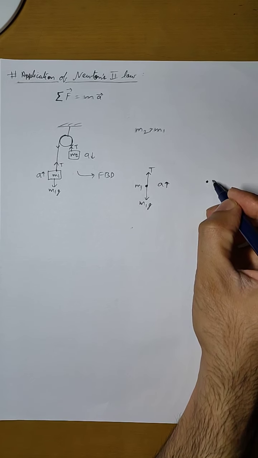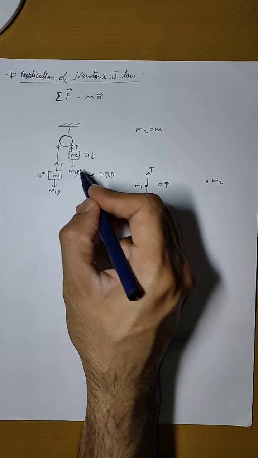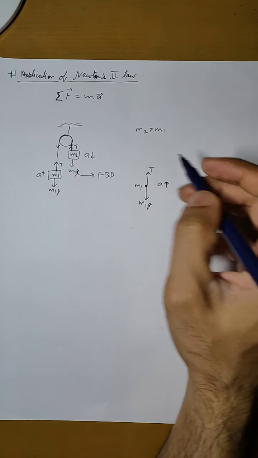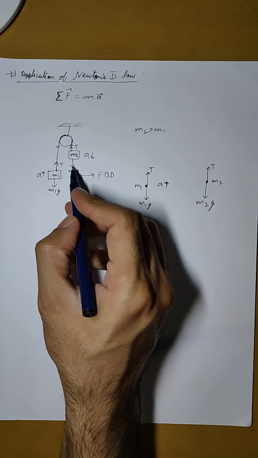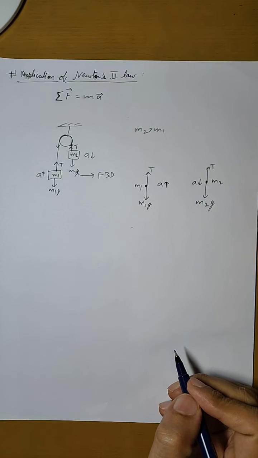Similarly for m2, we can make the free body diagram. The weight of m2 will be in the downward direction, so there will be m2g downward, and in the upward direction there will be tension T. But m2 is going downward, so with the same acceleration it is moving in the downward direction.